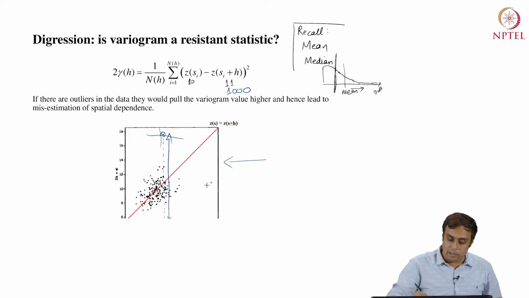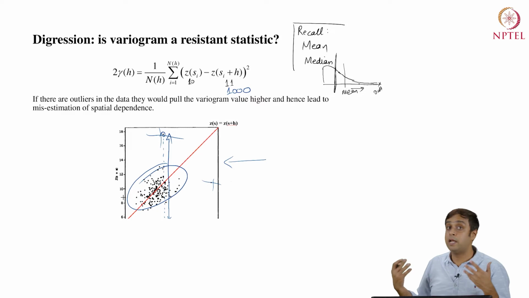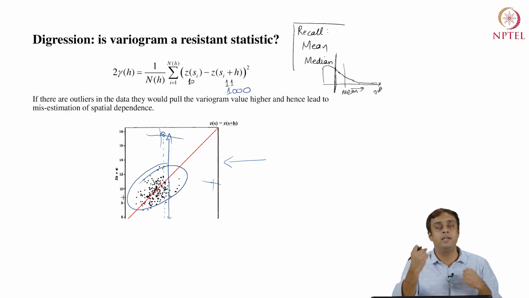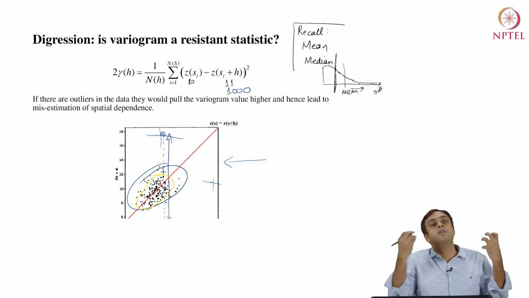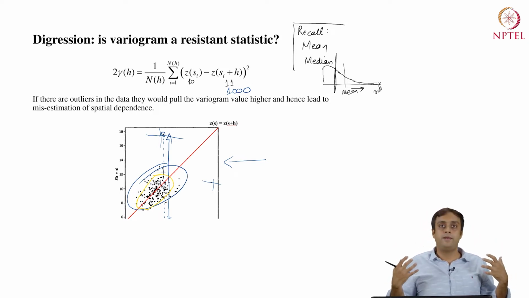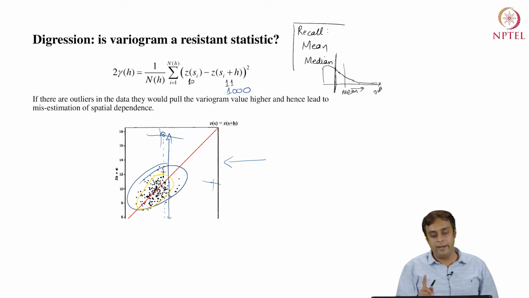If I were to exclude these values and only focus on the values that are in the middle, then the correlation seems quite high. Things seem to be moving in a direction closer. And as I keep on excluding the outlier values further, I will have a smaller core which will look more and more spatially dependent. So the variogram by itself is not a resistant statistic. It can lead to a misestimation of spatial dependence in the presence of outlier data values.